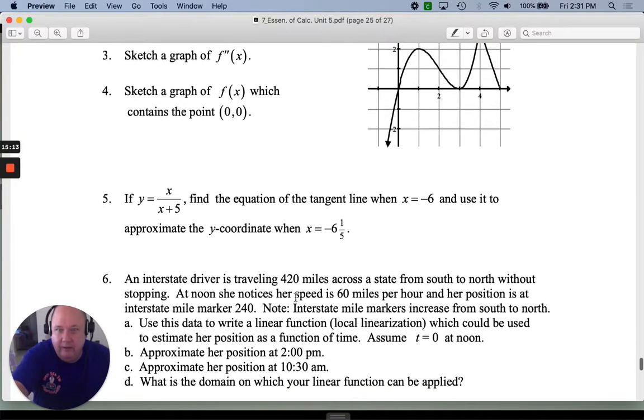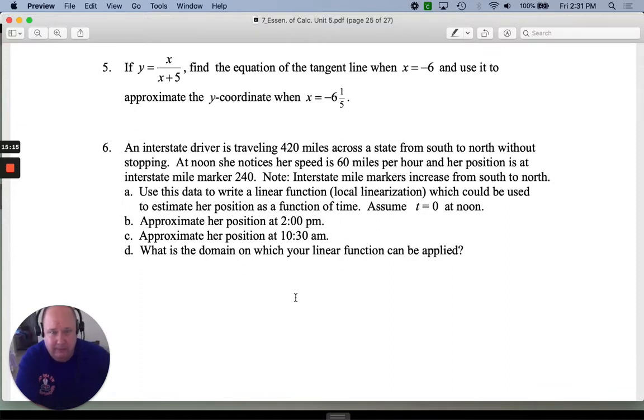An interstate driver is traveling 420 miles across the state from south to north without stopping. At noon, she notices her speed is 60 miles per hour and her position at the interstate marker 240. Note, interstate mile markers increase from south to north. Use this data to write a linear function which could be used to estimate her position as a function of time. Assume t equals 0 is noon.